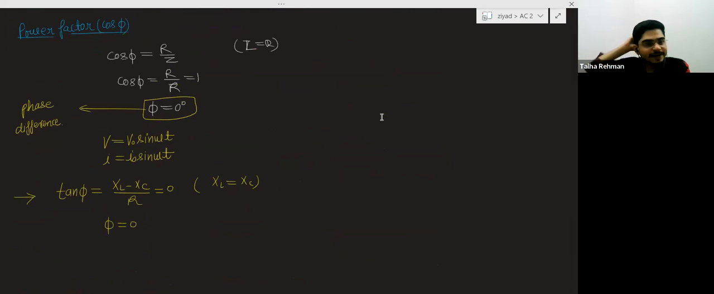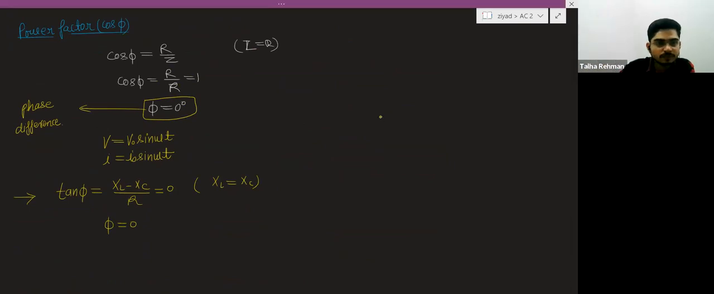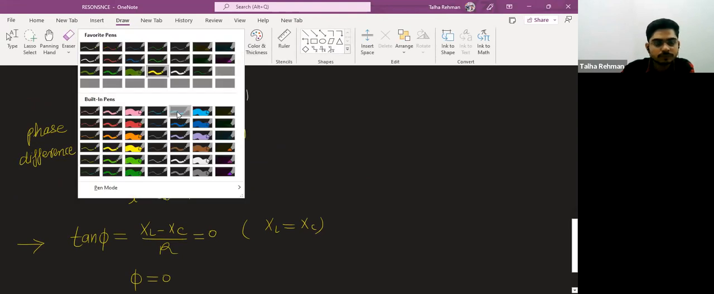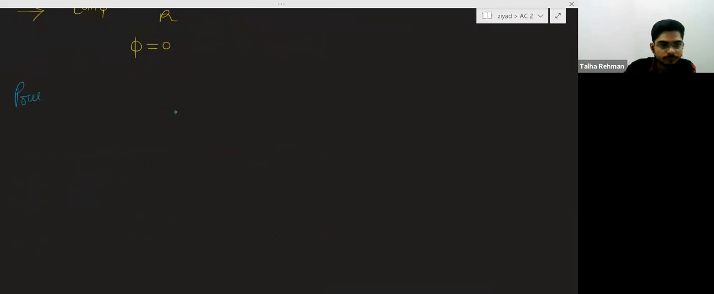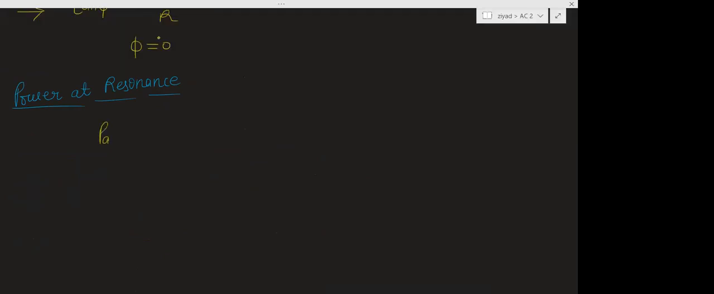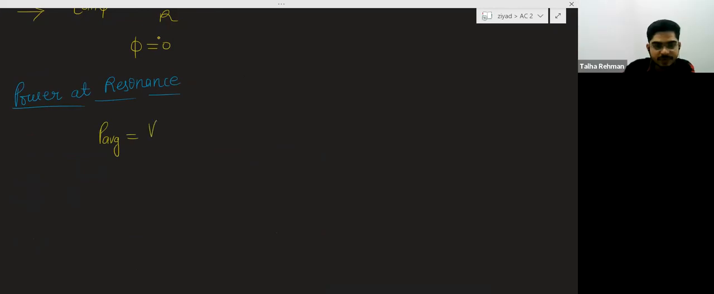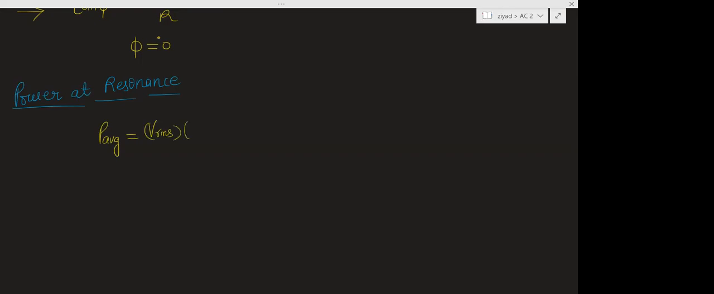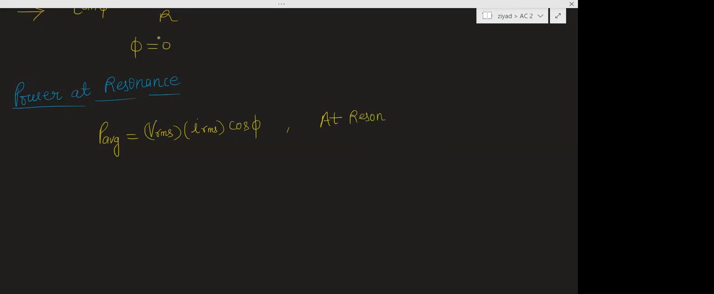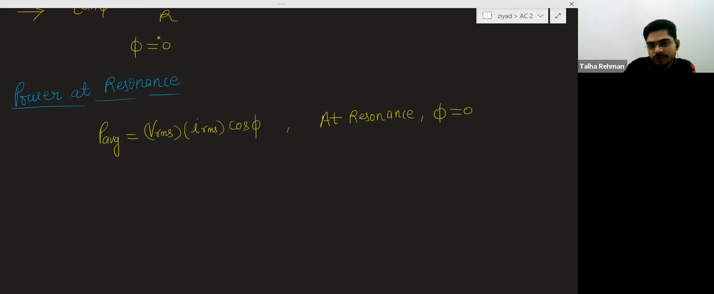Now we will see what will be the power at resonance. What is the formula for the power for an LCR circuit? We calculate the average power: VRMS, IRMS cos phi. Tell me, at resonance, what is the phase angle phi? Zero, na? So put 0 here.